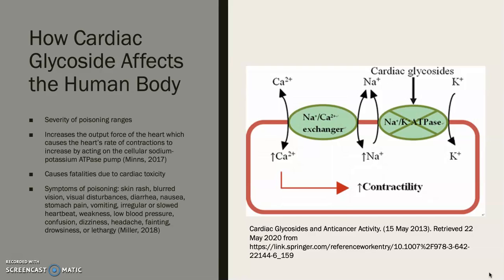The main organ this compound affects is the heart. Cardiac glycosides affect the heart by increasing the output force of the heart, which increases the heart's rate of contractions by acting on the cellular sodium-potassium ATPase pump. It can lead to cardiac toxicity, which causes fatalities. When cardiac glycoside is ingested, the first symptoms usually start with stomach issues, such as nausea, stomach pain, diarrhea, and vomiting. The person usually then becomes lethargic and confused.